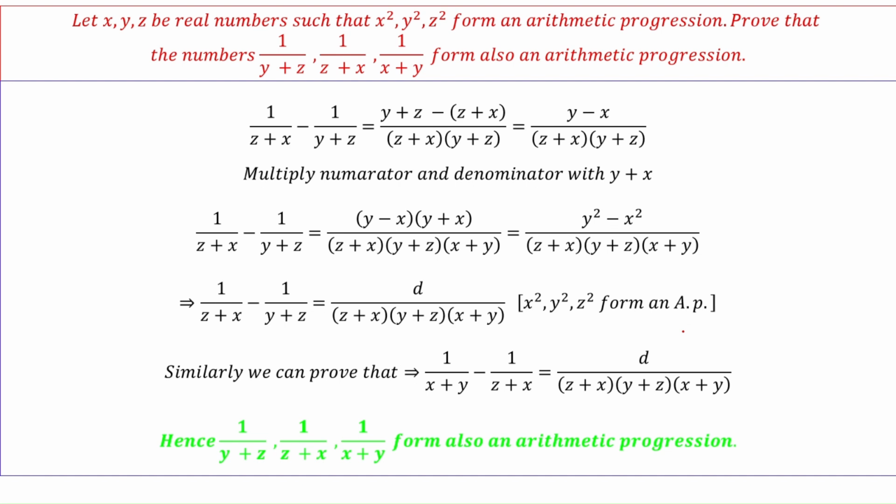That means these three numbers form an arithmetic progression, right? How do you prove arithmetic progression? If three numbers are A, B, C, then C - B should be equal to B - A. Then they are in arithmetic progression. That's what I am trying to do here. First I took B - A, and I proved that B - A is d divided by some product, and C - B is also the same value. These two are the same values. That means these three form an arithmetic progression.